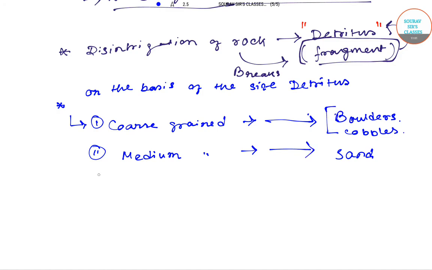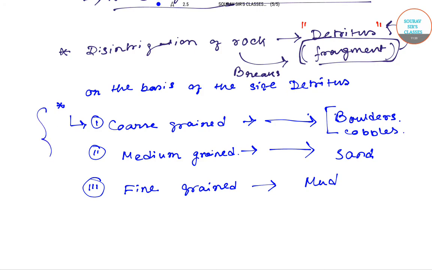Now it's the time for the small, or what we call fine grained. Okay, I'm writing it for you again. So for fine grained, obviously it's mud or clay, we say, or silt. So here we have three types of size of detritus. So I'm just writing it here. Detritus.